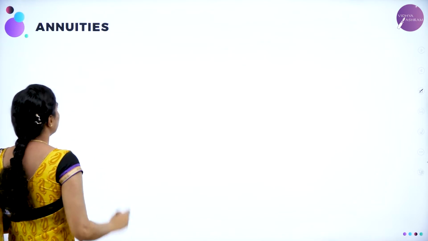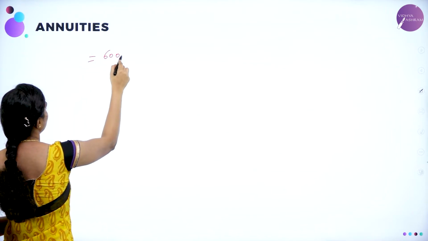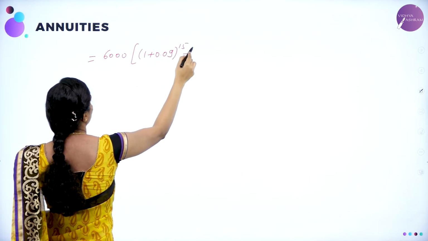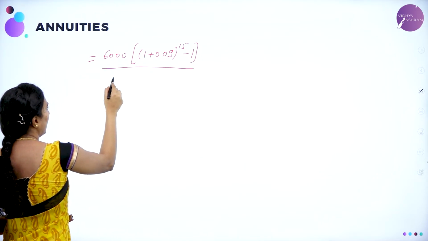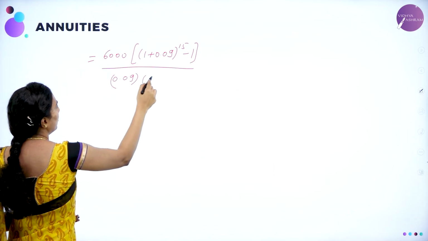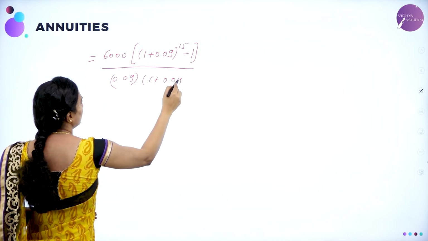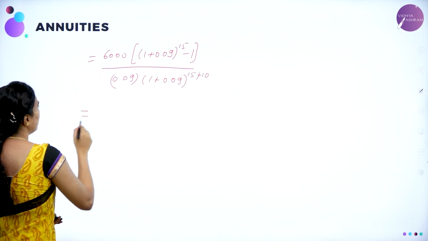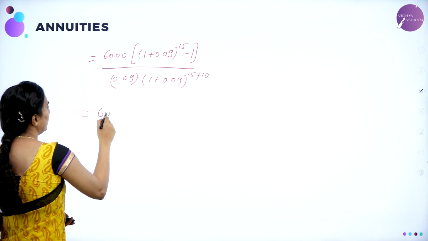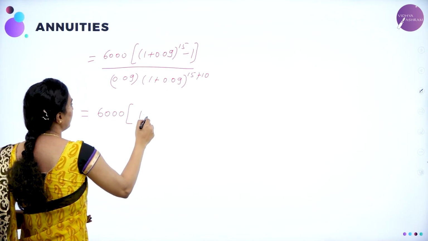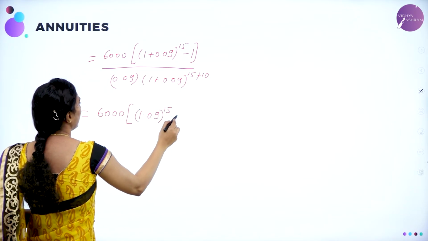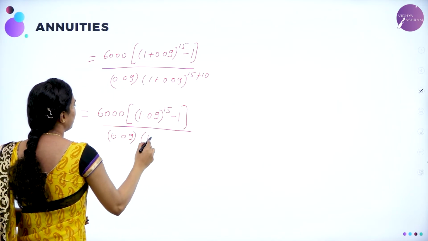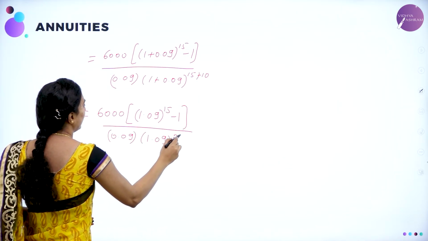Let us substitute that. It will be equal to 6,000 into 1 plus r, that is 0.09, to the power of n, that is 15, minus 1, divided by r, that is 0.09, into 1 plus 0.09 to the power of n, that is 15, plus 10, the deferred annuity. So, let us simplify further: 6,000 into 1.09 to the power of 15 minus 1 divided by 0.09 into 1.09 to the power of 25.